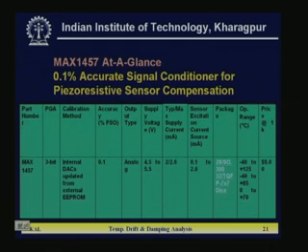So, the specification of Maxim 1457 chip is shown here. This can go up to a temperature range of plus 125, you can see minus 42 to plus 125, and its variation in different temperature ranges is shown, minus 42 to plus 85 and 0 to plus 75. The sensor excitation current variation, supply voltage and other full scale output variation, all the things are taken care of by this chip, and this is a very popular chip as a temperature compensation or signal conditioner circuit for piezoresistive MEMS.